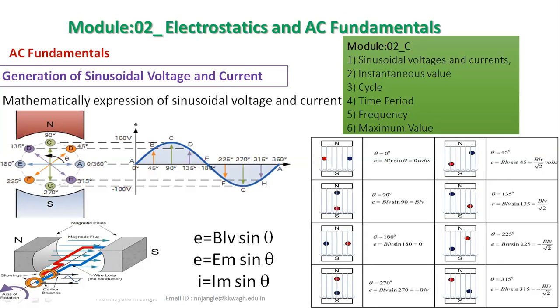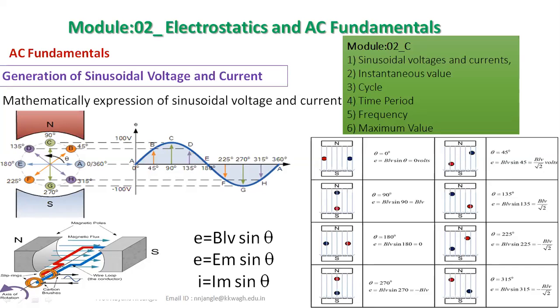Let now this angle of rotation be increased by again 45 degrees. So the total angle from reference is 90 degree. So E is equal to BLV sine 90, so it is BLV. Now here, if you observe, this is at the center of the magnetic lines, or center of the magnet. Therefore, the maximum flux density will be there, and at a maximum flux density, EMF induced in a conductor is also maximum.